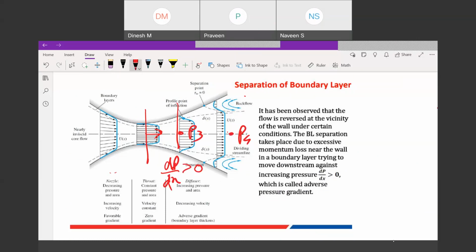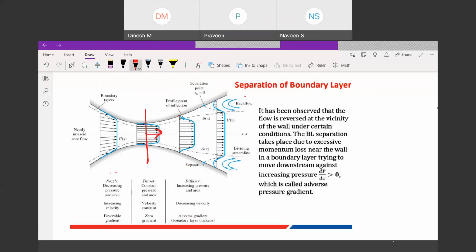Okay. Adverse pressure gradient, positive. So here also there is an adverse pressure gradient, but flow has not separated. The effect has started. Here the fluid still has that much inertia to overcome this pressure force or viscous force.